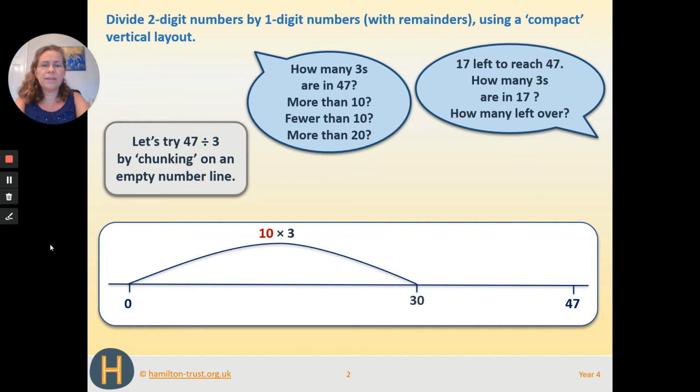From 30 to 47, there are 17 left to reach. Now there are 17 left to reach 47. How many 3s are in 17? And how many are left over?